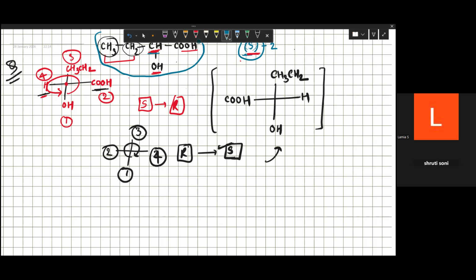See, at the second position, there is S configuration. And also there is a hydroxy group. Are you able to understand? Yeah. Okay.